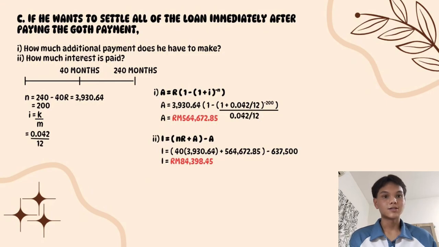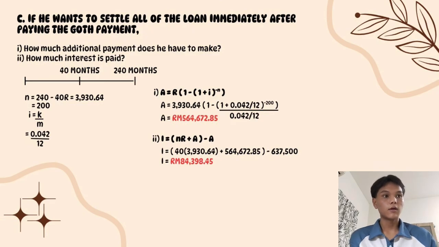And the next question is question 2. How much interest is paid? To solve this question, we must use the formula I equals open bracket NR plus A close bracket minus A. So it will be I equals open bracket 40 open bracket 3,930 ringgit 64 cents close bracket plus 5,064,672 ringgit 85 cents close bracket minus 6,037,500, and the answer is RM 84,398 ringgit 45 cents.